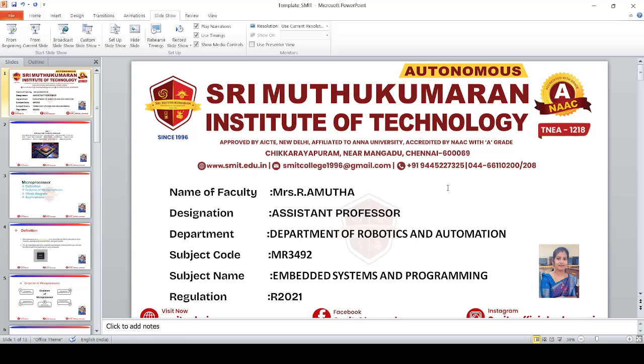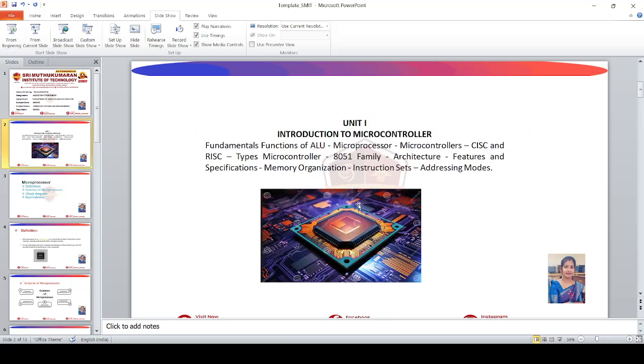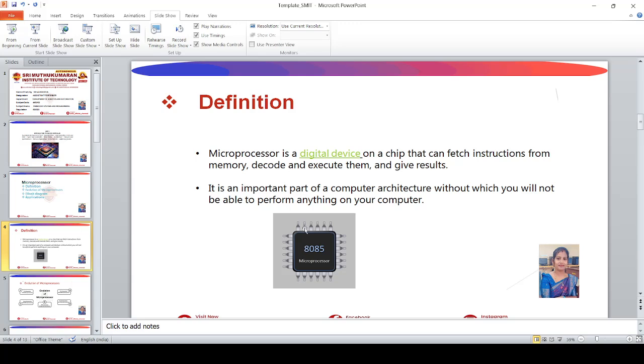So from this subject we are going to discuss one topic, the microprocessor. This is covered in unit 1, right? First we see the microprocessor, then we continue this unit with the microcontroller, RISC and the types of microcontroller and all the things. So in this session we are going to discuss the definition, evolution of the microprocessor, block diagram and the application, right? So next slide, the definition.